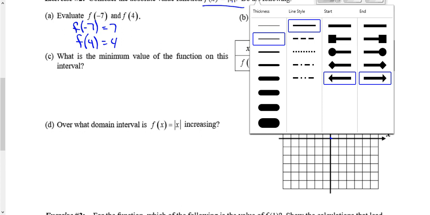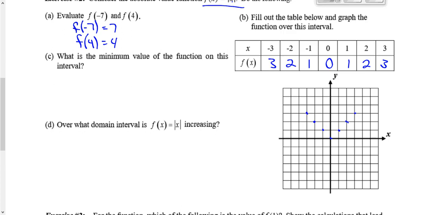Where's the thing? Oh, what's that? So it goes in like that. And then this through there.